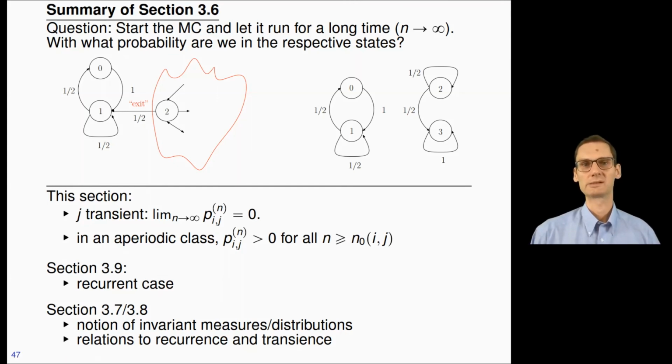This will be a preparation for this section 3.9. Okay, so we first need these notions of invariant distributions, invariant measures, in order to formulate the convergence of the n-step transition probabilities for recurrent states.